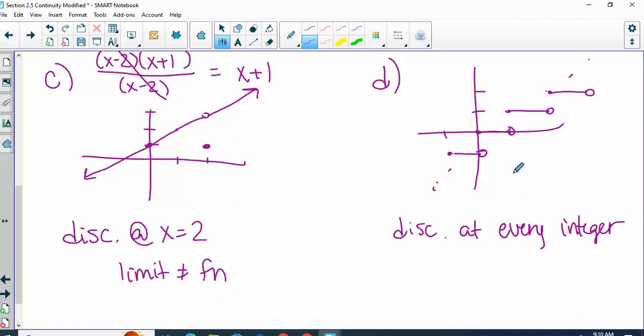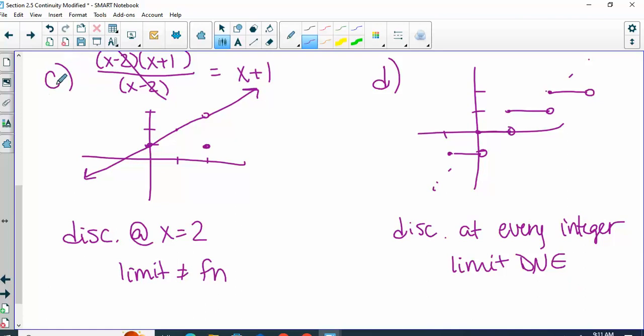Is the function defined at the integers? Yes, because we have a closed circle. Does the limit exist at the integers? No. So we're kind of getting an idea of what makes things discontinuous. Now, we need to talk about the second component today: we can classify different types of discontinuities.